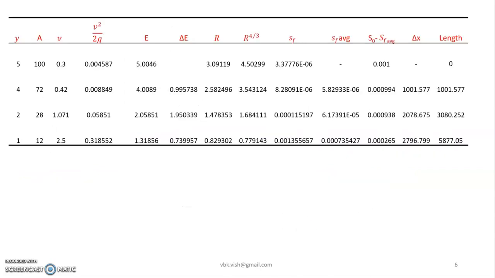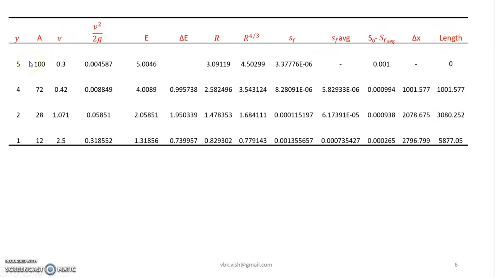Okay, now we have to investigate some more things related to M1, at least the profile, the backwater length related to M1. So to do that, we draw a table which consists of y, area, velocity, v square by 2g, the specific energy, the differences in the specific energy, and then R to the power 4 by 3, SF average, S naught minus SF average, delta x, and accumulative summations of delta x are tabulated under the length. And lengths are in terms of meters here.